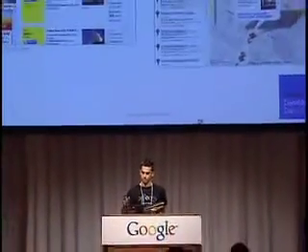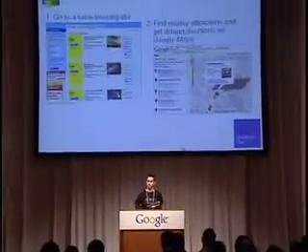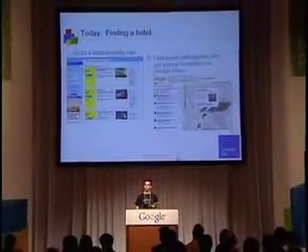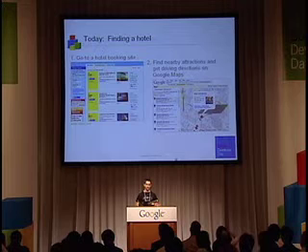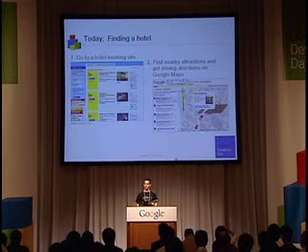So let me introduce the problem behind Google Mapplets. So today, if you want to find a hotel, you visit a hotel booking site. And then, if you want to know what is nearby, you would visit Google Maps, and you would find nearby attractions and get driving directions on Google Maps. And these are two different sites, and not everybody knows about the hotel booking site.